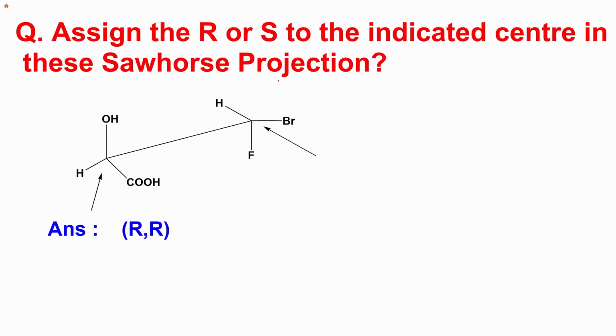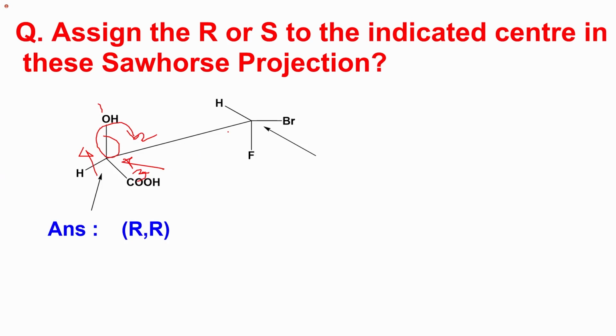The second question is to assign R or S to the indicated center. This is also a Fischer-like projection. Now we have to identify the center. This is 1. This is 2, because this carbon is attached to another carbon, and this carbon has oxygen but this carbon has bromine. Let's say this is 3, and this is 4. Now 1 to 2 to 3 is clockwise, so that means this center is R.